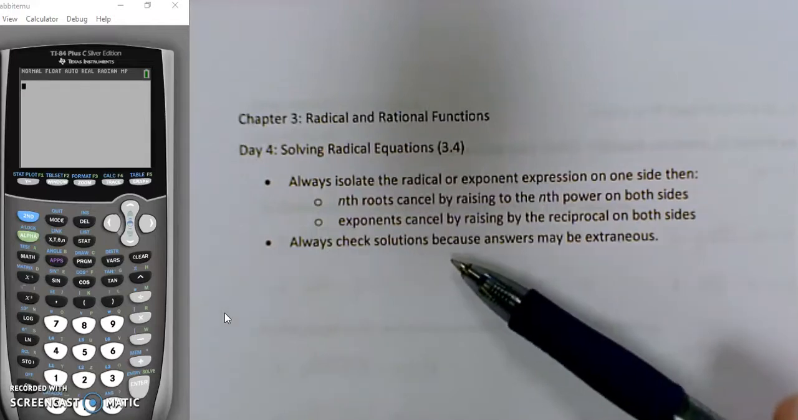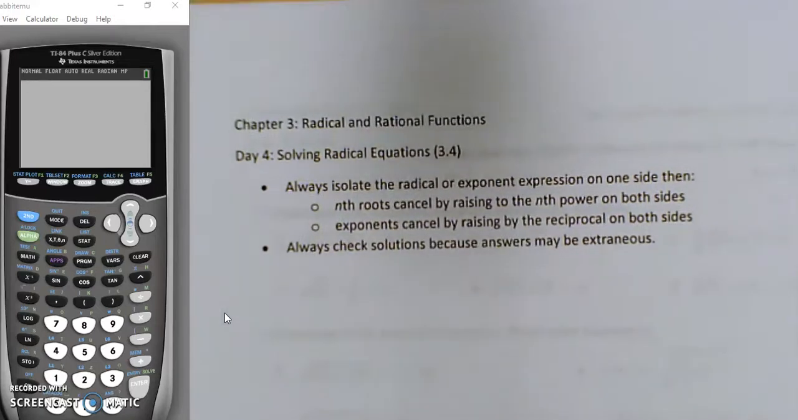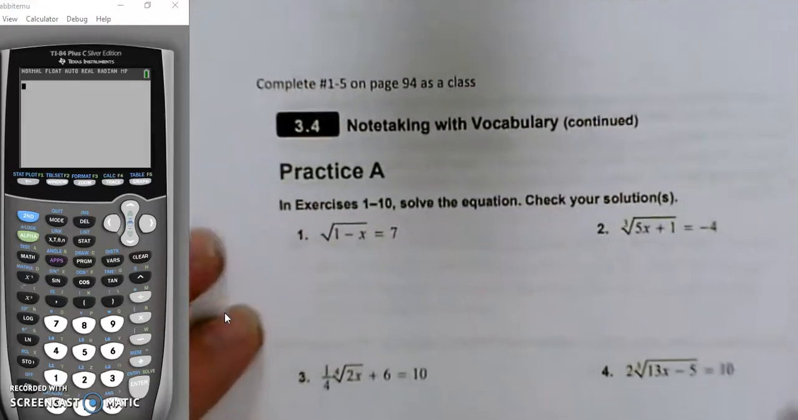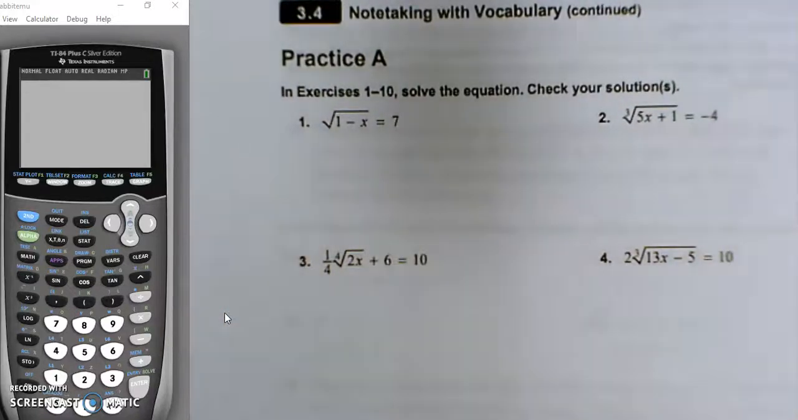You do want to always check solutions because you can have extraneous solutions. I'll show you a case where that does happen. Alright, first thing, let's go ahead and take a look at this first problem. Square root of 1 minus x equals 7.